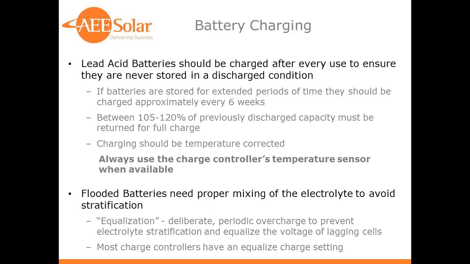The charging should be temperature corrected. Batteries require a higher charge voltage when they're cold and a lower charge voltage when they're hot. So in order to get accurate charging, the charging source should be temperature compensated, and most charge controllers have either a standard or optional temperature sensor, and it should be used if available. Now, if the batteries are in a controlled environment and never see temperature swings of more than, say, 5 degrees one way or another, temperature compensation is not that important.